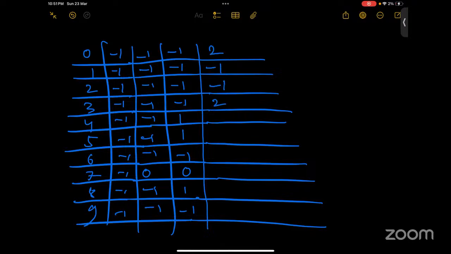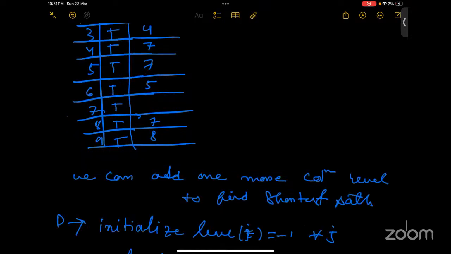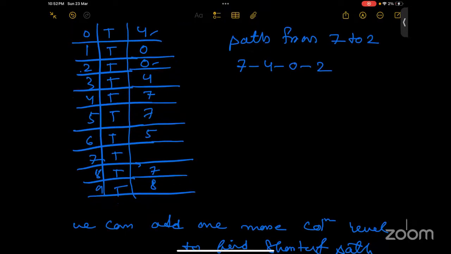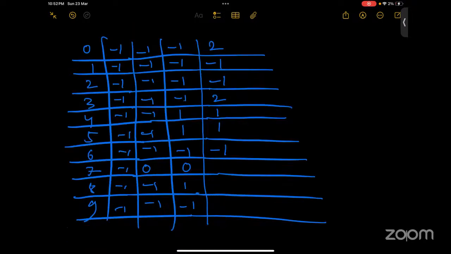Then 2. Then we have 1, 1, minus 1. 6 we have visited from. Who is the parent of 6? 5, right? We visited 5, yes. So we know the level of 5. That means the level of 6 will be 2, right? Yeah. 7 is 0. Level of 1, it is this.